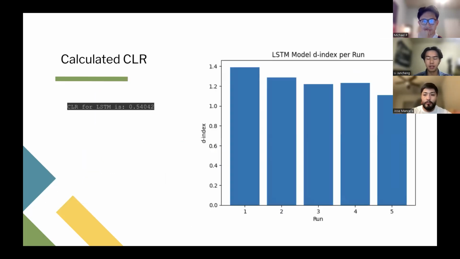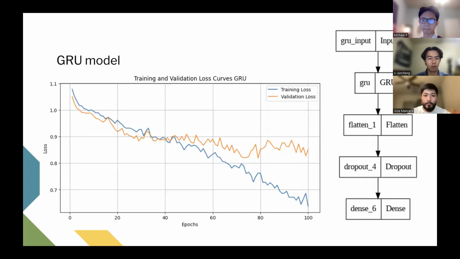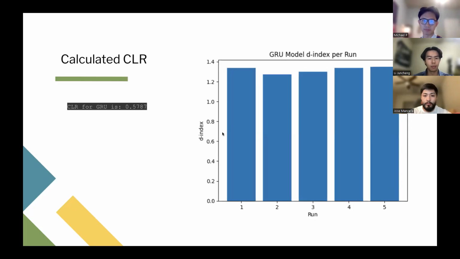And LSTM didn't do really well before dimensionality reduction. And here's the CLR for the GRU. It's the same thing. I'm guessing that RNN is not really good for this data set before we do dimensional reduction.